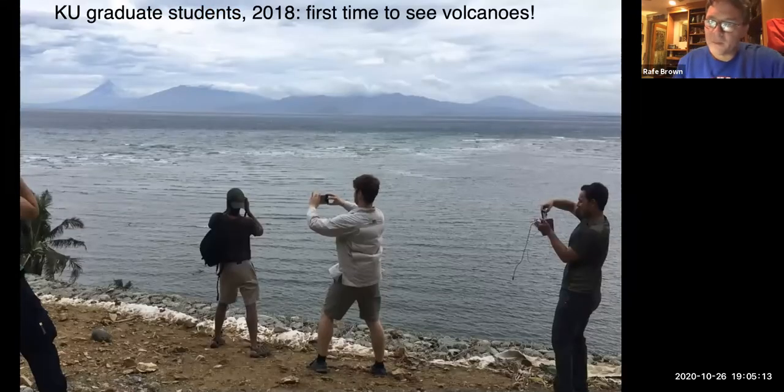And I think you can tell from the postures of some of these KU students that they're pretty excited to pull over on the side of the highway and look down that chain of volcanoes and see that view of just volcano after volcano after volcano as you go down the Bicol Peninsula.